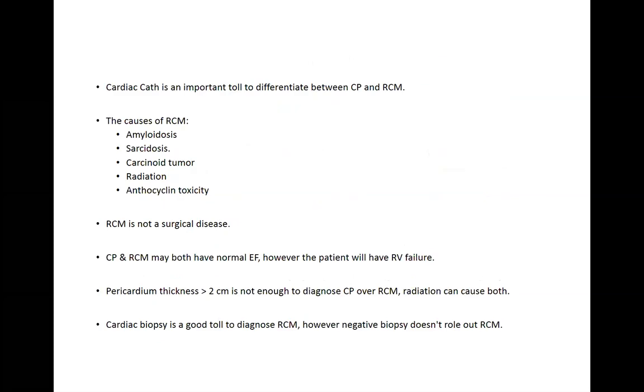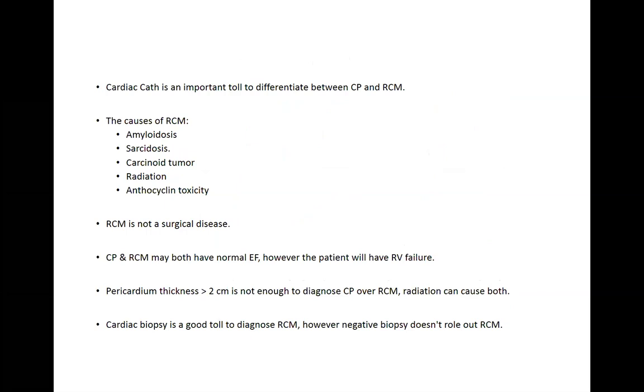Cardiac cath is important to differentiate between constrictive pericarditis and restrictive cardiomyopathy, because this is always the question. How are we going to differentiate? This is a very important exam question, either in the written or the oral exam. If they present you a case suggestive of constriction, they will ask how we would differentiate between constriction and restrictive cardiomyopathy.